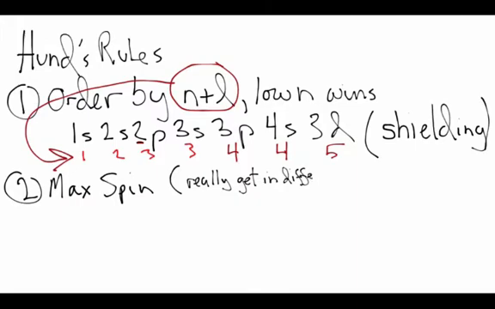Now the second rule is that we want to maximize spin, of course. And really what we're doing here is we're getting the electrons in different orbitals. So really the rule is not so much maximize spin, it's just put the electrons as far away from each other as you can. In other words, when we have a single subshell, when we have a single set of orbitals, like 2p or the 3d we were talking about, we want to spread those electrons out as much as we can.